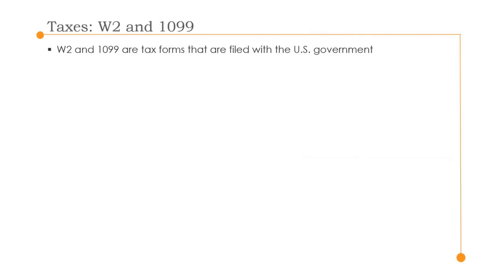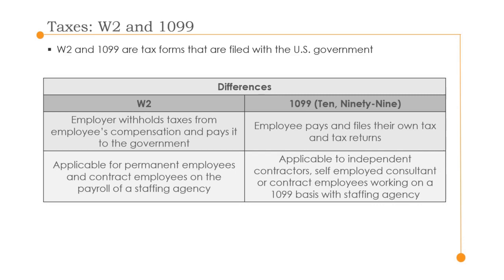Next, we have taxes. Under this, we've got W-2 and 1099. W-2 and 1099 are tax forms that are filed with the US government. Let's learn about these two with the help of a few differences between the two. In W-2, the employer withholds taxes from the employees and pays it to the government. In 1099, the employee pays and files their own tax and tax returns.